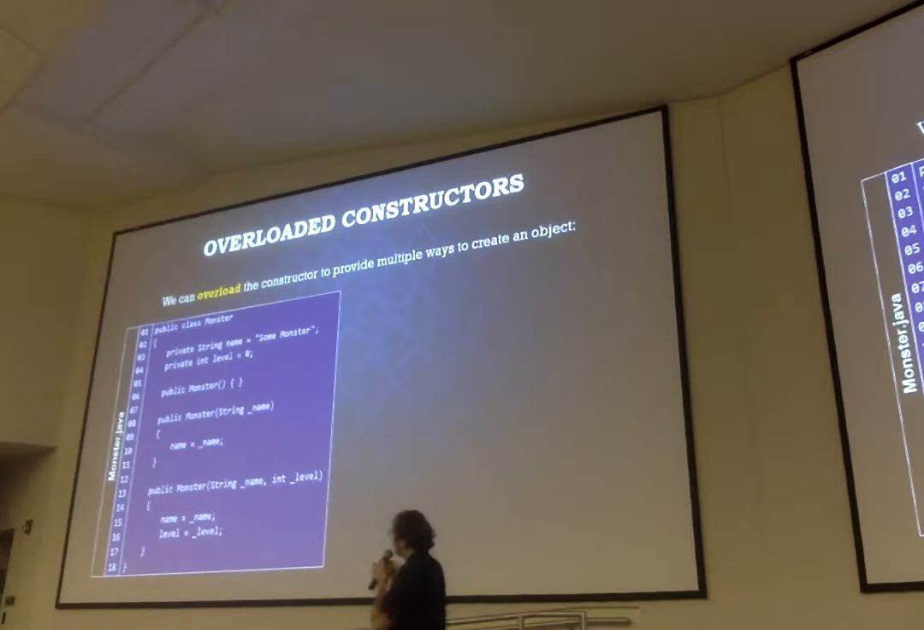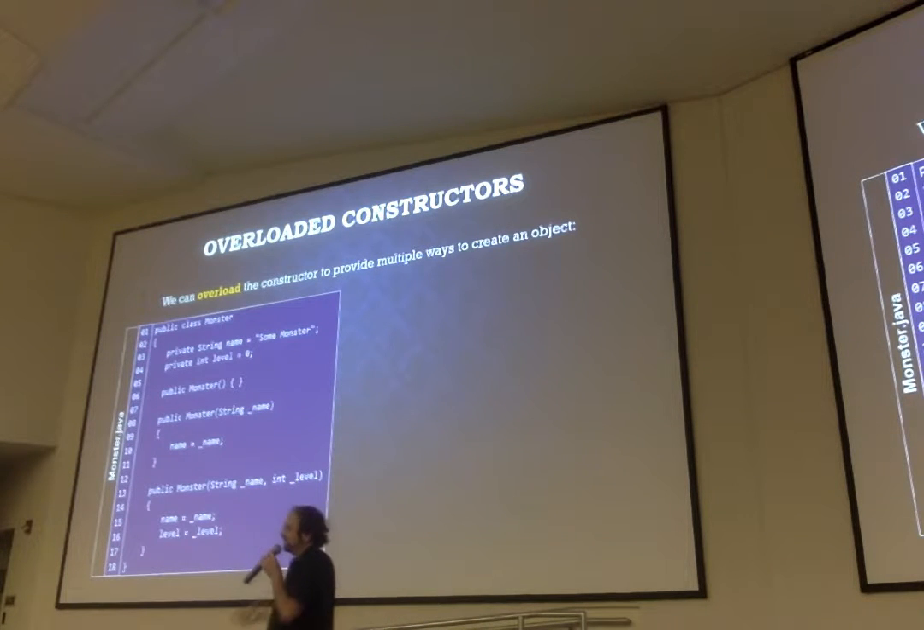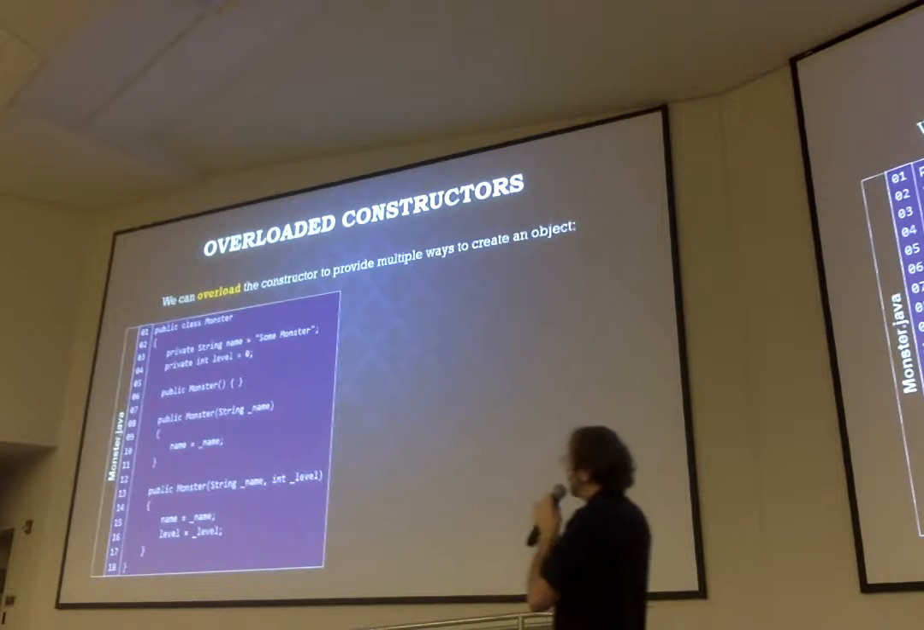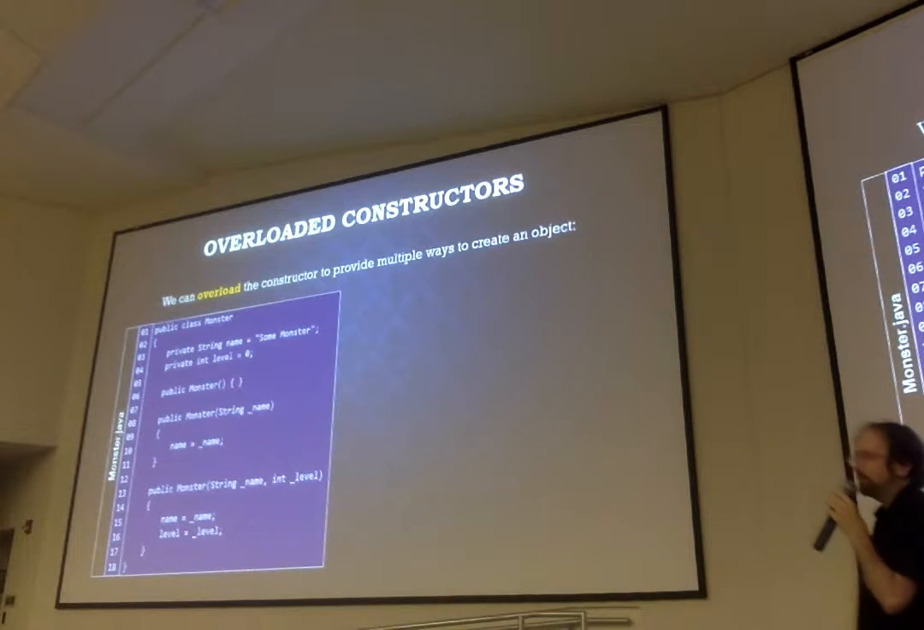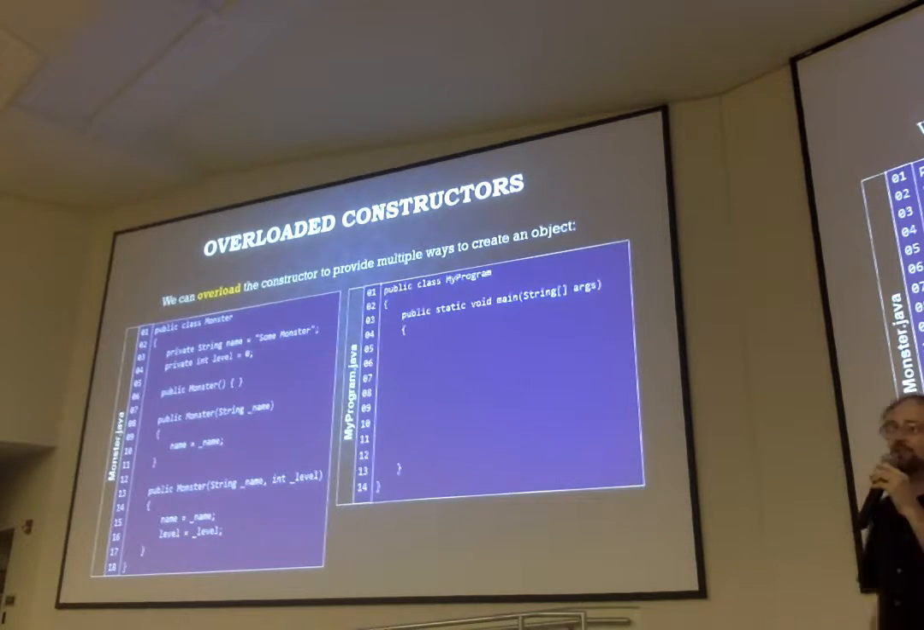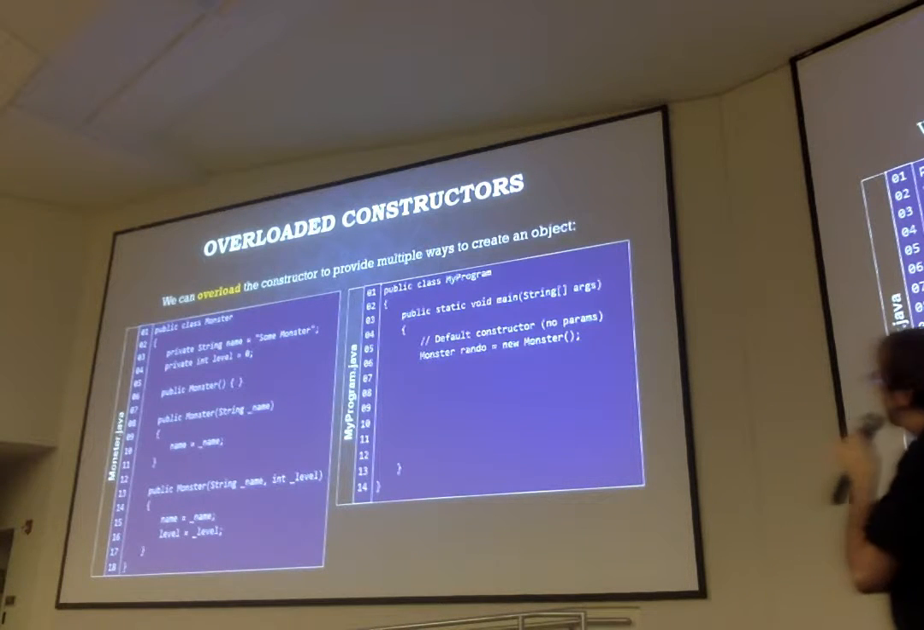And I could also have one that takes 2 parameters. That takes a name and a level. So these are three different ways that I can construct an object, and I've created 3 different constructors. They all act a little bit different, but they all allow me to create the same kind of object.